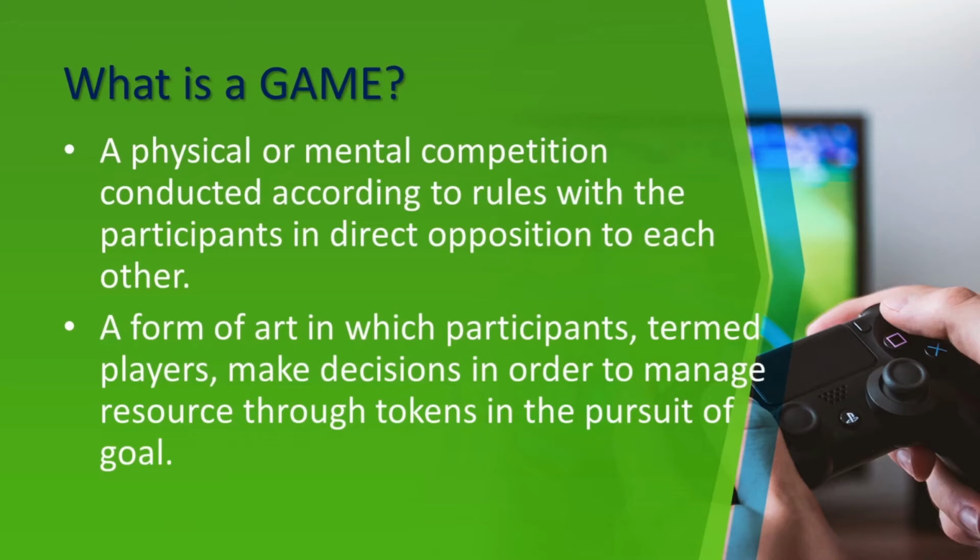Aside from the rules, we also have the goals that you want to achieve in playing a game. A game is a form of art in which participants, we call them players, make decisions in order to manage resources through tokens in the pursuit of a goal. So what resources or tokens are available within a game? Let's say for example, you're playing chess. What are your resources or tokens? That will be your pawns, your knights, or your chess pieces. All of the chess pieces that you're using in the game are your resources and you manage them in order to pursue a particular goal.